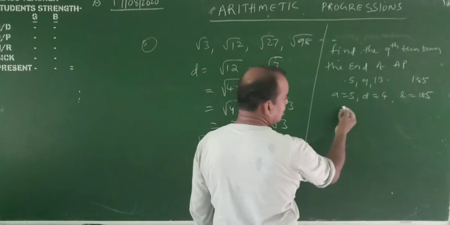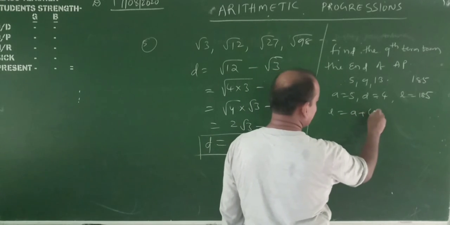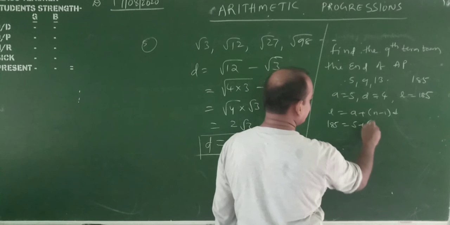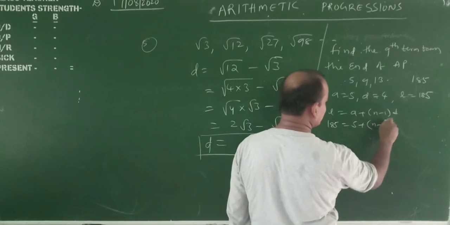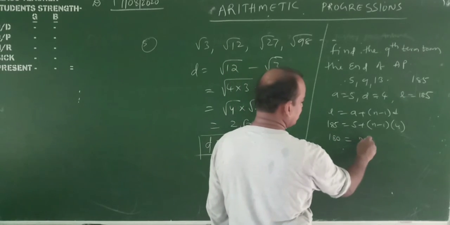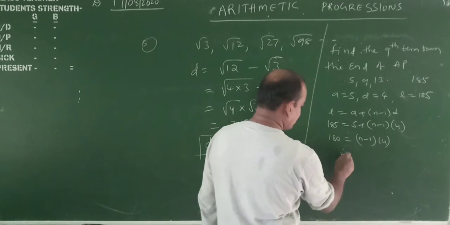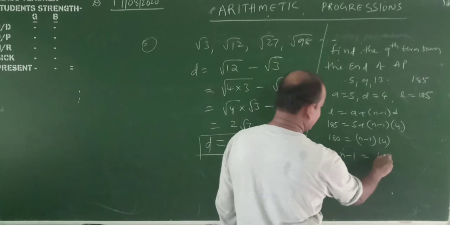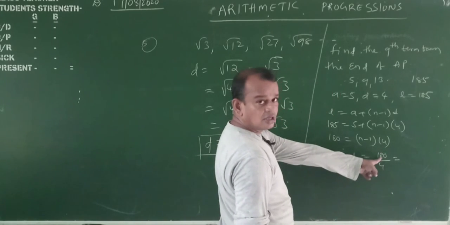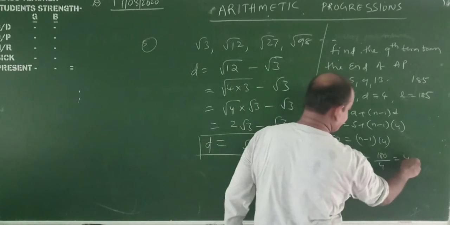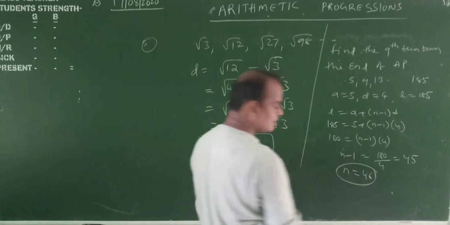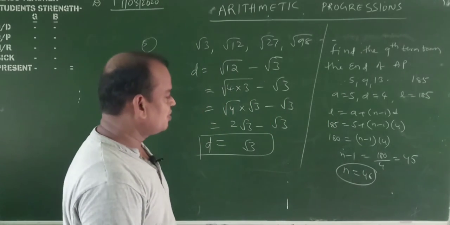Now L is equal to a plus n minus 1 into d. 185 is equal to a, which is 5, plus n minus 1 into d, which is 4. 180 is equal to n minus 1 into 4. n minus 1 is equal to 180 by 4. 4 4s are 16, 4 5s are 20, so 45. Now n is equal to 45 plus 1, which is 46. Simply, n is equal to 46.